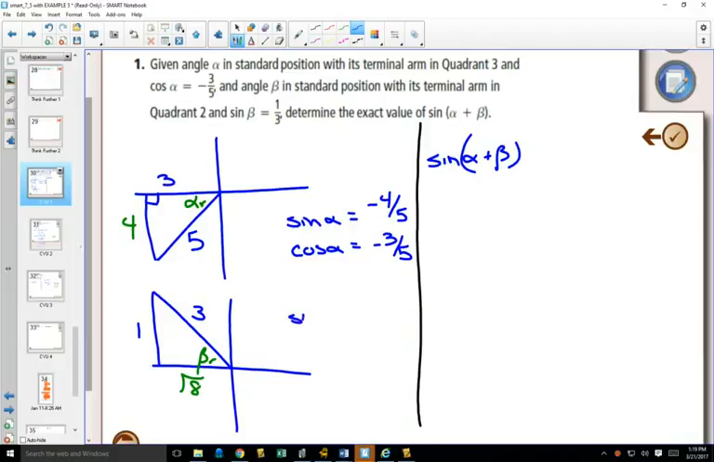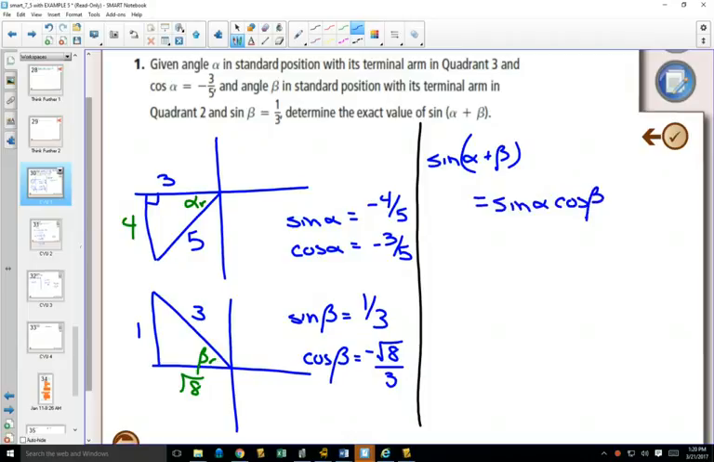Same thing with our beta triangle. We can now do sine of beta and cos of beta. Again, we were given that sine of beta was 1 over 3. But now we'll know cos of beta. Again, cos is negative in quadrant 2. It will be negative root 8 over 3. If you wanted to simplify root 8 to be 2 root 2, you could, but you can also leave it just as negative root 8. So then sine alpha plus beta, according to our sum and difference formula, is equal to sine alpha cos beta plus cos alpha sine beta.